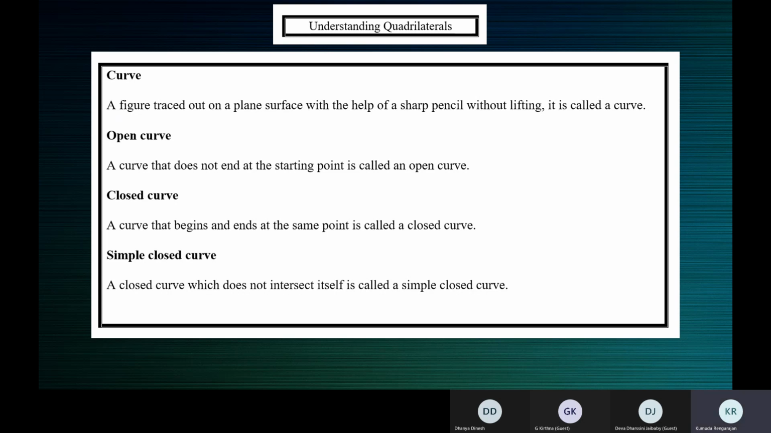So according to the definition, a line segment is also a curve, because how do you draw? Now just take a pencil and try to draw a line segment freehand, maybe some 5 centimeters. So AB 5 centimeters is a curve. So a curve need not be bent actually.